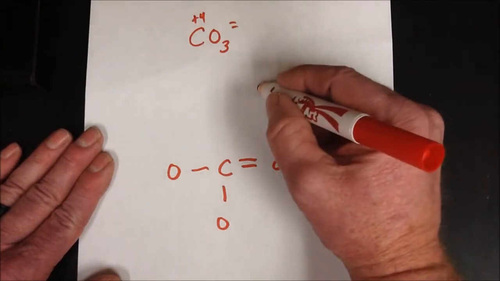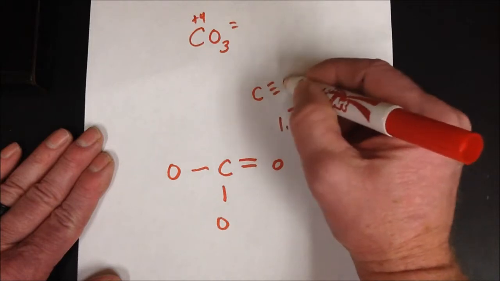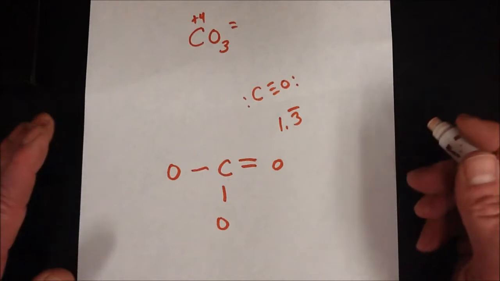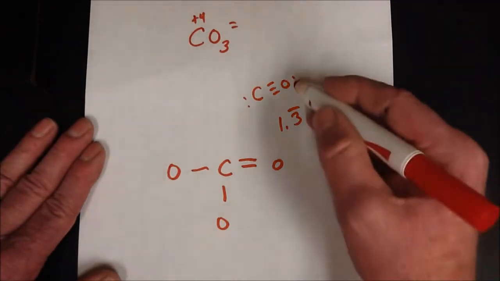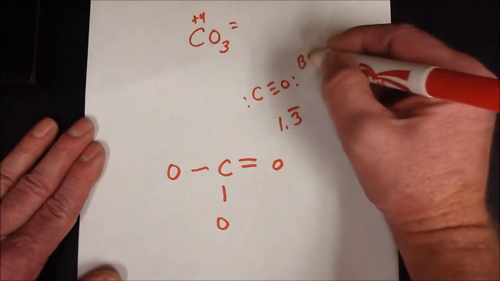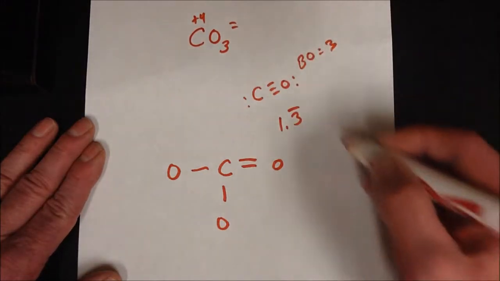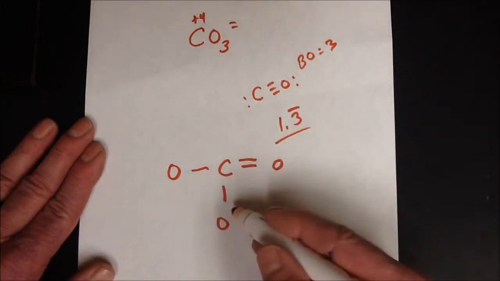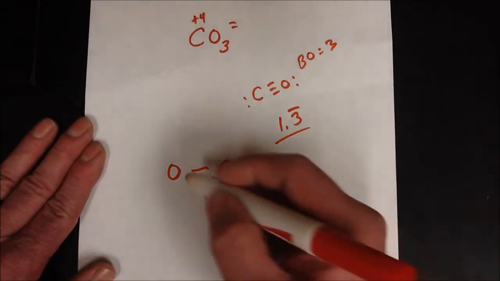Good comparison to talk about the carbon-oxygen bond length maybe in carbon monoxide compared to the carbonate ion. Carbon monoxide is triple bonded. That's going to be shorter and stronger than something with a bond order of 1.3. Bond order of carbon monoxide is 3 because it's triple bonded. Again, here we've got a bond order of 1.3 because it's a delocalized pi bond among 3 major resonance contributors.